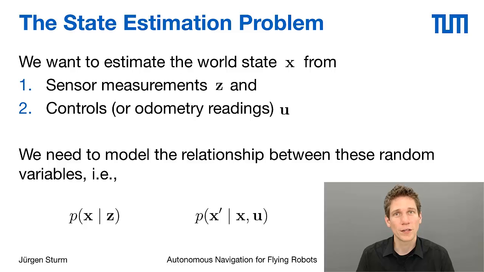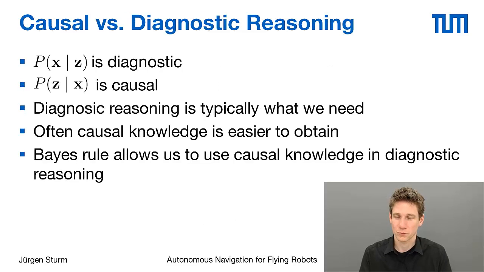And then, of course, we need to model the relationship between these sensor measurements and our world state. And for that, we already introduced the sensor model that describes the probability between X and Z, and our motion model that describes the relationship between our previous world state, the motion command that we issued, and our new world state.